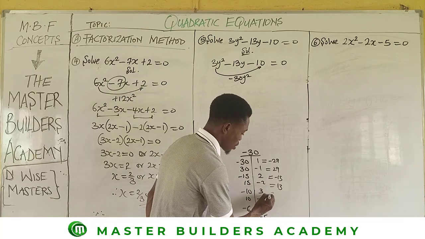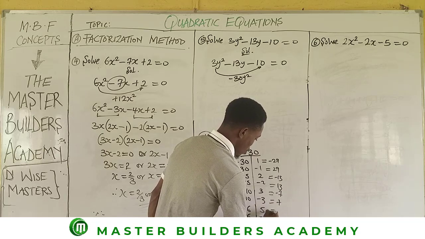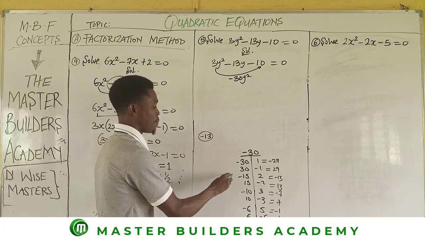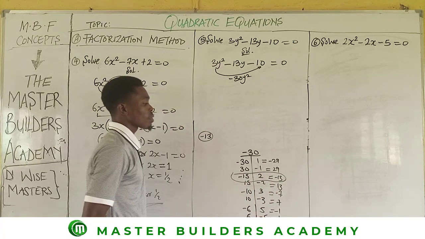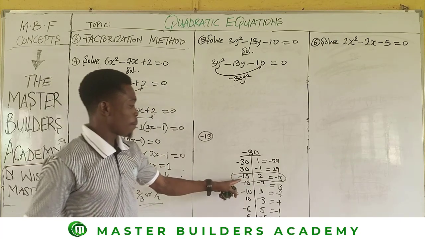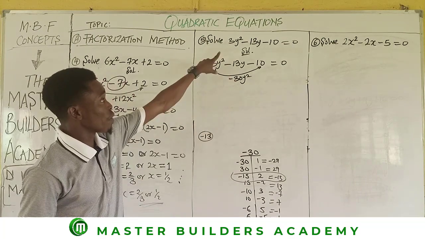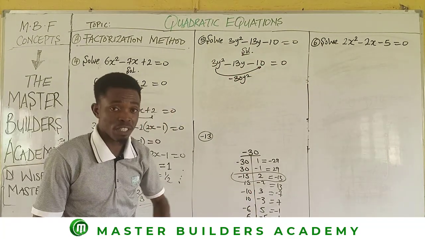Okay, for doubting Thomas, let's quickly check this out. This will give us minus 7, this one will give us 7, this will give us minus 1, and this one will give us 1. So you see that among these factors, only minus 15 and plus 2 will give us minus 13y, and their product also will give us minus 30. So if this is understood, then we will come here and replace this middle term by these two factors.